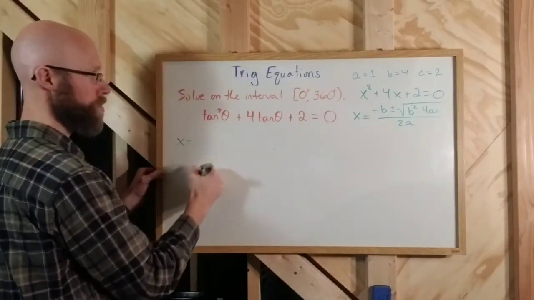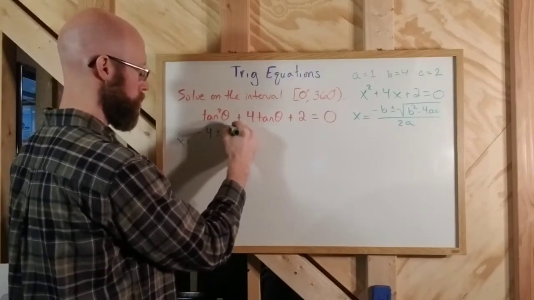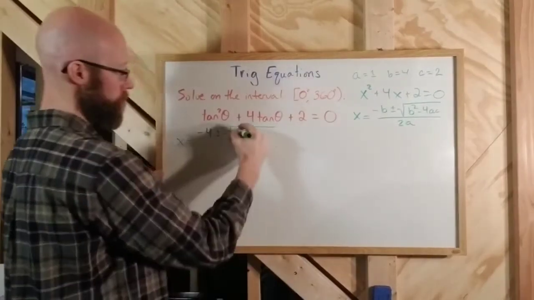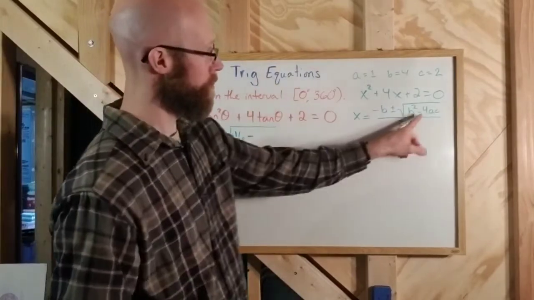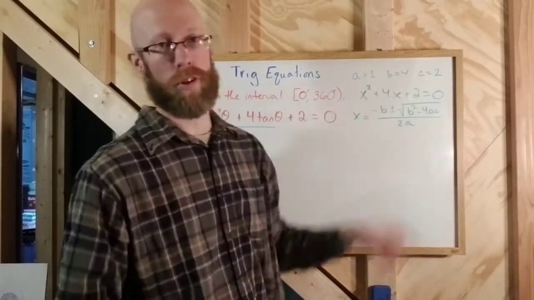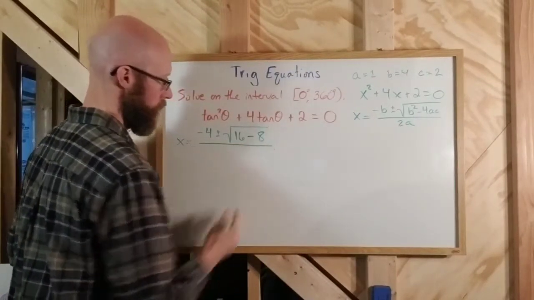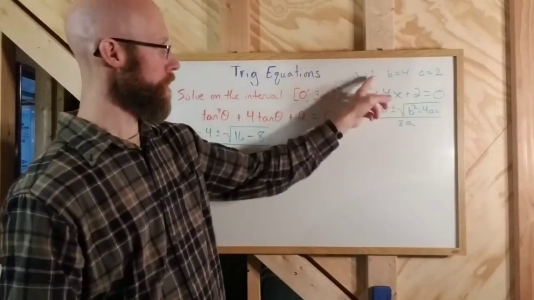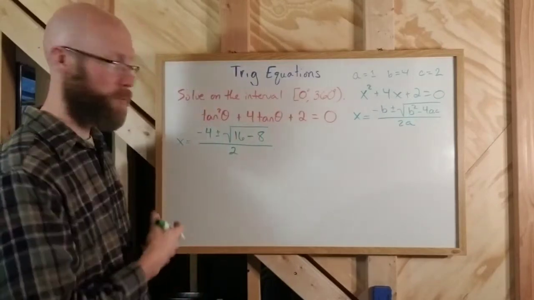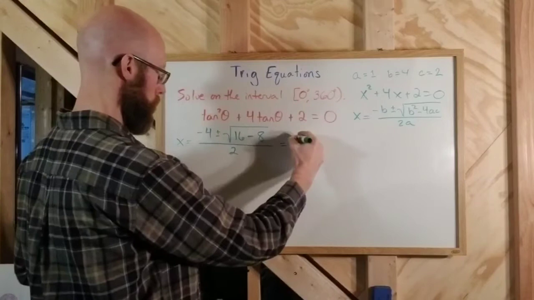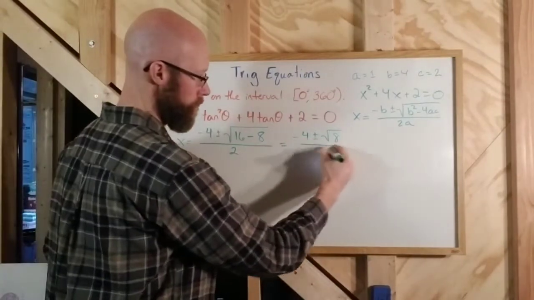And so x is equal to negative 4 plus or minus the square root. Now 4 squared, I'll just jump right to that, is 16. Minus, well, 4ac. 4 times 1 times 2 is 8. So we'll jump right to the 8. All over 2a. Well, a is 1. 2 times 1 is 2. So we'll pop that in the bottom. And then we do some simplifying, right? So this becomes negative 4 plus or minus the square root of 8, 16 minus 8, all over 2.